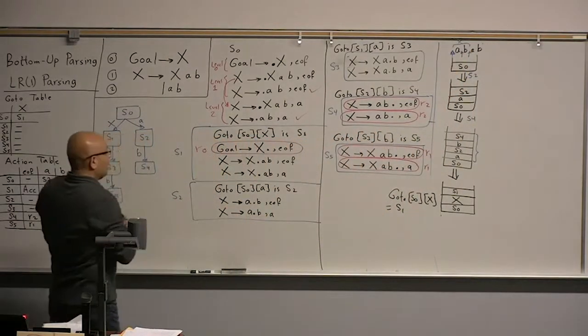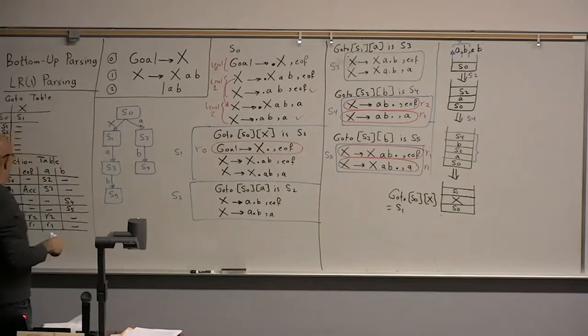Now we look up the table for what? S1 and A. It says, okay, if you are S1 and A, then shift to S3. Now, see the importance of the look ahead. If the look ahead had been an end of file, it would have said accept. But our look ahead is an A, so it means keep shifting.